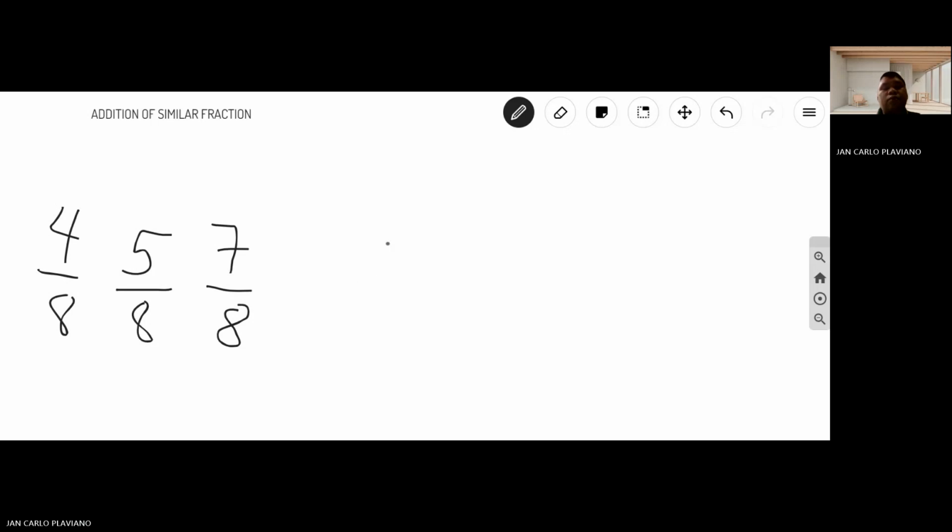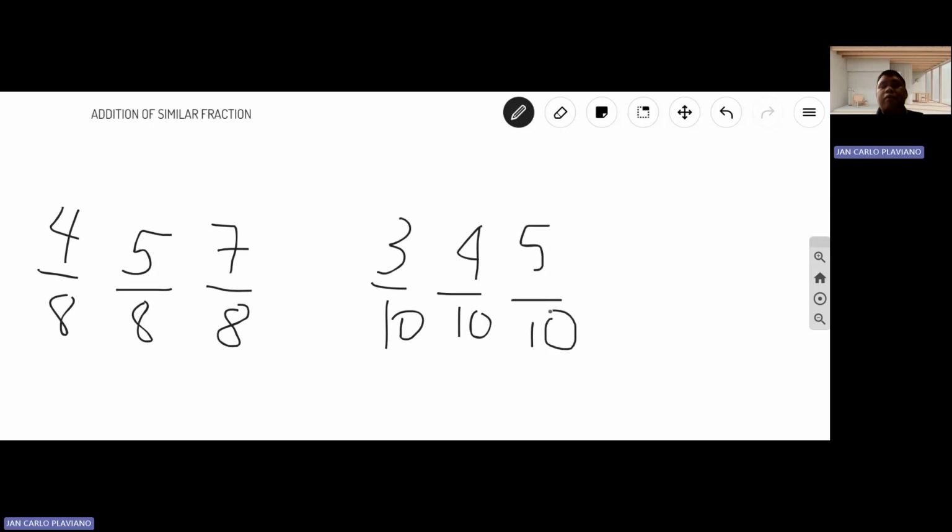Another one, we have 3/10, 4/10, and 5/10. So these are also examples of similar fractions because the denominators are the same. We have 8 in the first example and 10 in the second example.